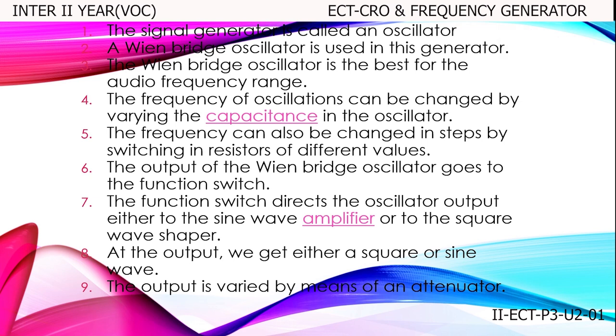The output of the Wien bridge oscillator goes to the function switch. The function switch directs the oscillator output either to the sine wave amplifier or to the square wave shaper. At the output, we get either a square or sine wave. The output is varied by means of an attenuator.